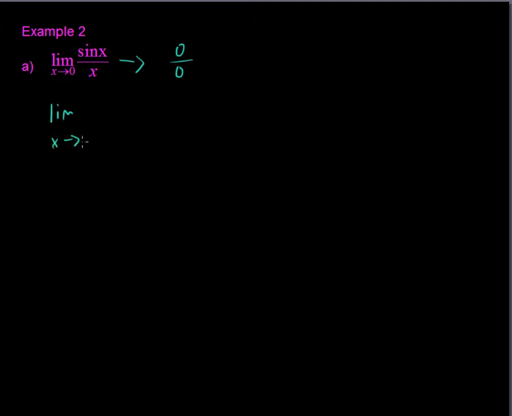Limit as x approaches 0 of derivative of sine of x is cosine of x. And the derivative of x is 1. And so now we can take the limit of this. And so that limit, cosine of 0, is of course 1. And as x approaches 0, 1 is still 1. So you see that this is equal to 1. And that's our answer for this problem. So the limit as x approaches 0, sine x over x, is equal to 1.